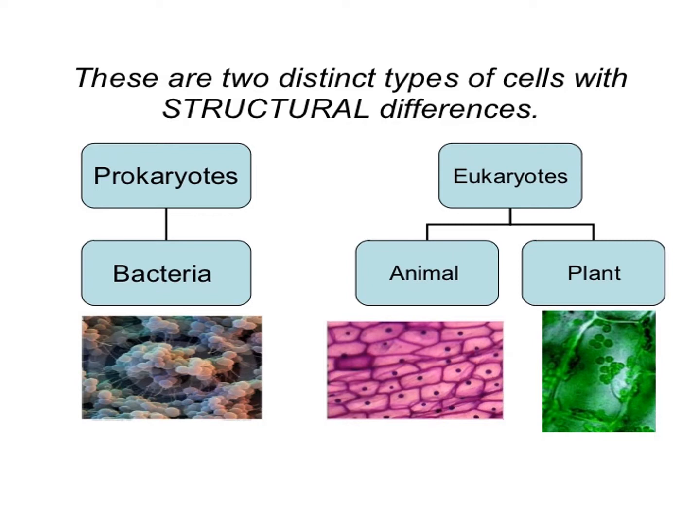So prokaryotes are cells that do not contain a nucleus, whereas the eukaryotes, of which we belong, are organisms where the cells do contain a defined nucleus that contains the genetic information. Prokaryotes have genetic information, it's just not stored inside a nucleus. So eukaryotes, the main groups are the animal cells and the plant cells, because as we've looked at, both of those contain a nucleus.